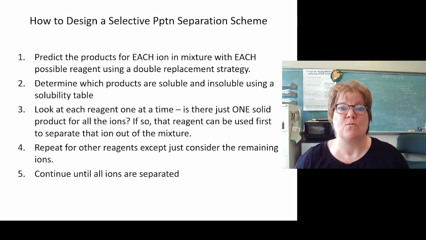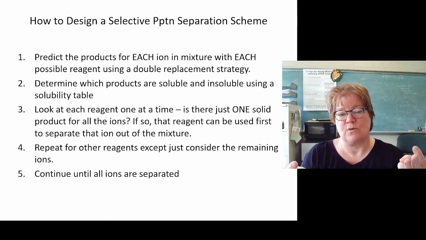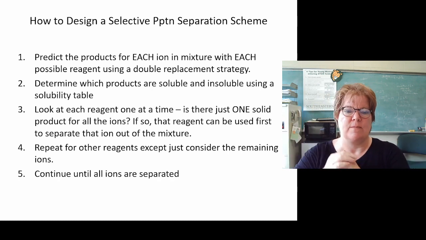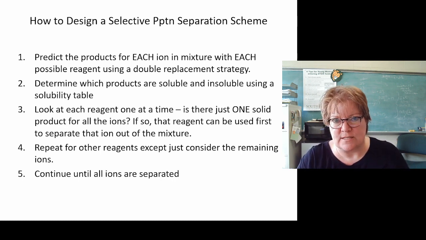So I've considered all. So we have 3 reagents, 3 ions. So we're going to have 9 possible reactions. Write them all down, grouped by the reagent. And then you're going to use your solubility table and determine which ones are solid.